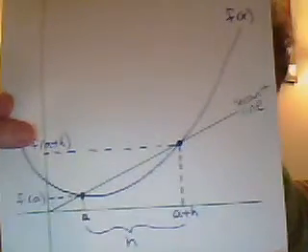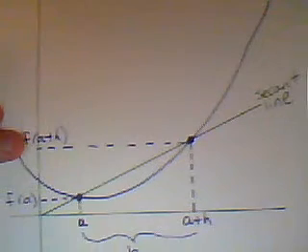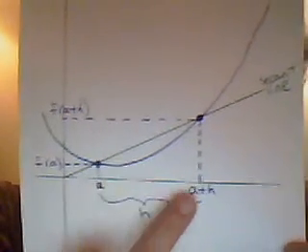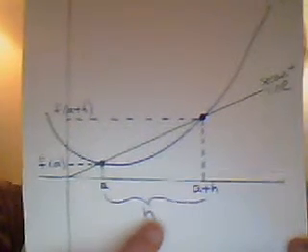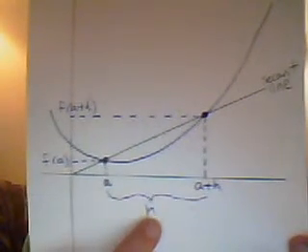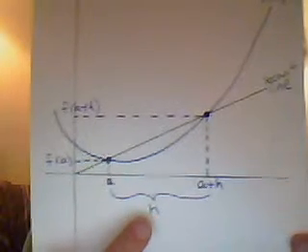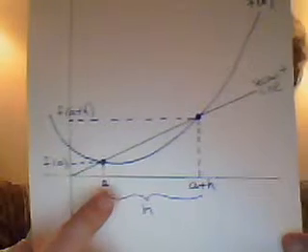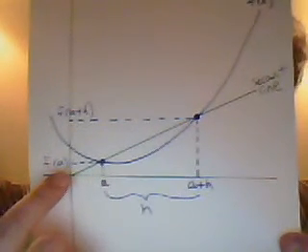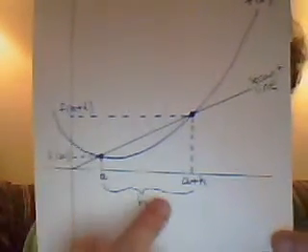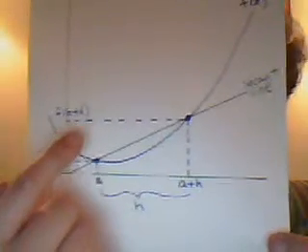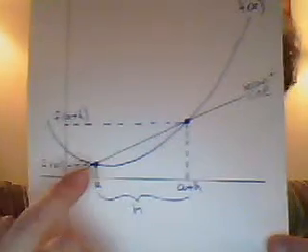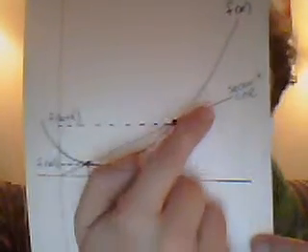So, what I've done is I've marked off 2 points on my function. I've marked off A, and I've marked off A plus H. Now, obviously, the only difference between them is they're H units apart, and H could be anything. 2, 5, 17, doesn't matter. Now, for each point, I've found the Y value, f of A, and for A plus H, it's f of A plus H.